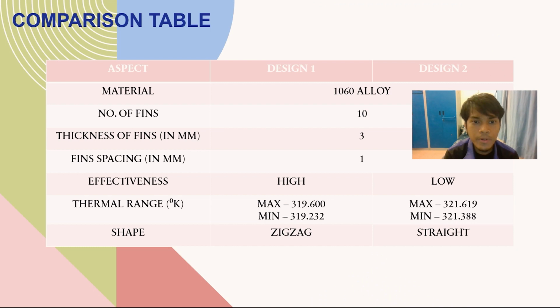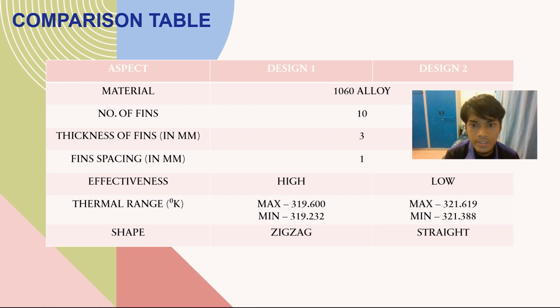Next, for the comparison table. For the material, both designs use 1060 alloy. For the number of fins, both designs use 10. At the same time, both designs have a fin thickness of 3 mm and a fin spacing of 1 mm. For design 1, the effectiveness is high, while for design 2, the effectiveness is low.